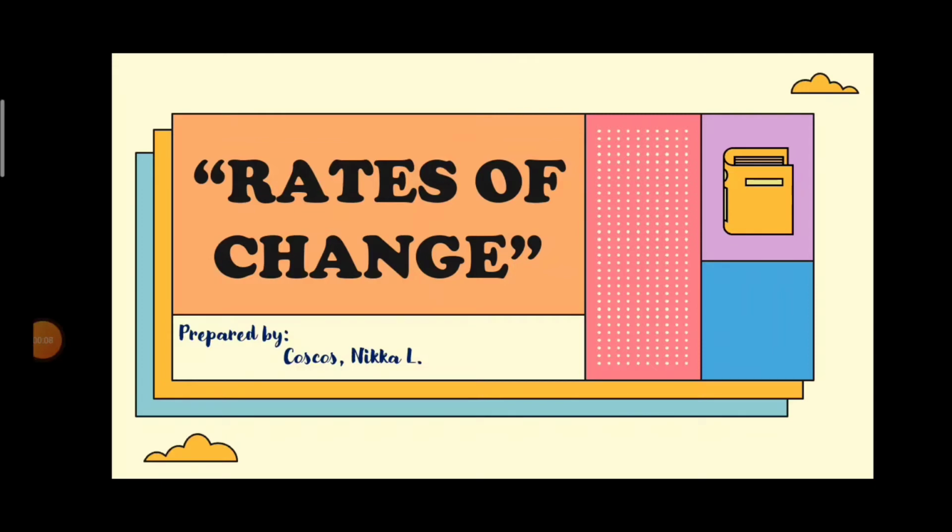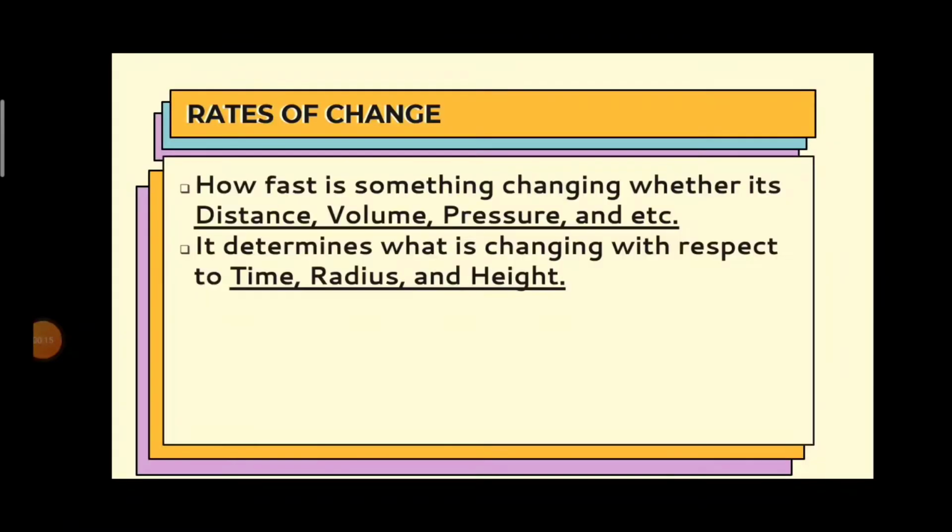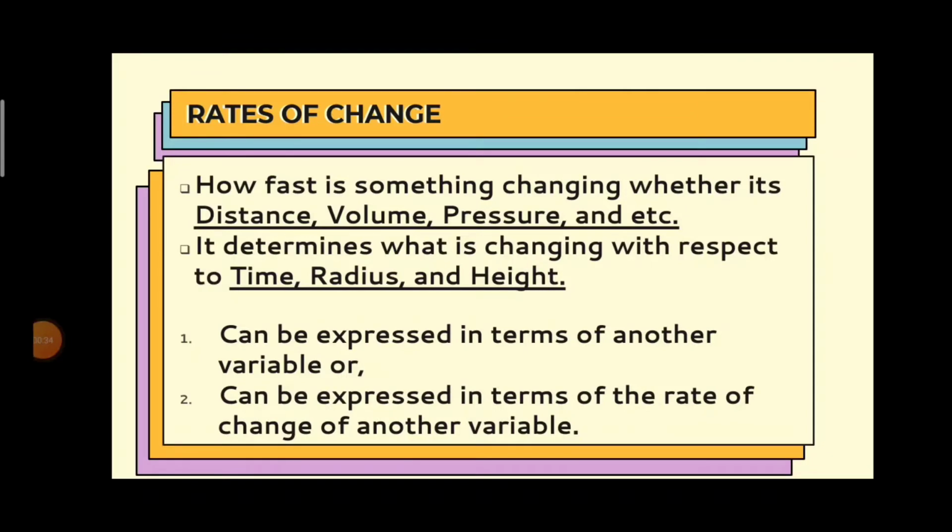In this video, we are going to discuss the rates of change. The rate of change defines how fast something is changing, whether it's distance, volume, pressure, etc. It also determines what is changing with respect to time, radius, and height. We can express this in terms of another variable, or in terms of the rate of change of another variable, or both.